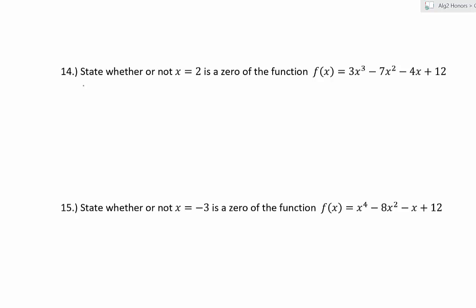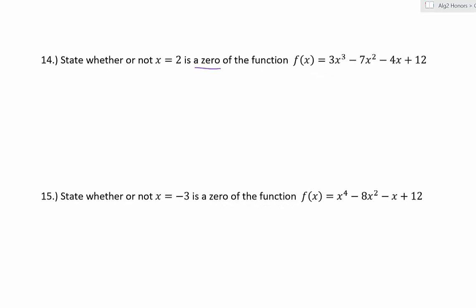Oh, hello there. We have a couple options here. If we want to know if it's a 0, that means a solution. So one thing I could do is use synthetic division, or my other option, 2 isn't terrible. I can just plug it in.